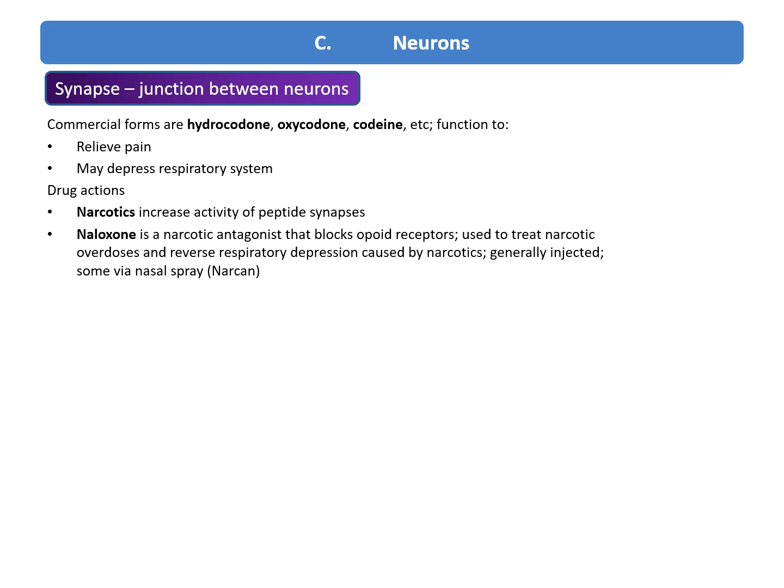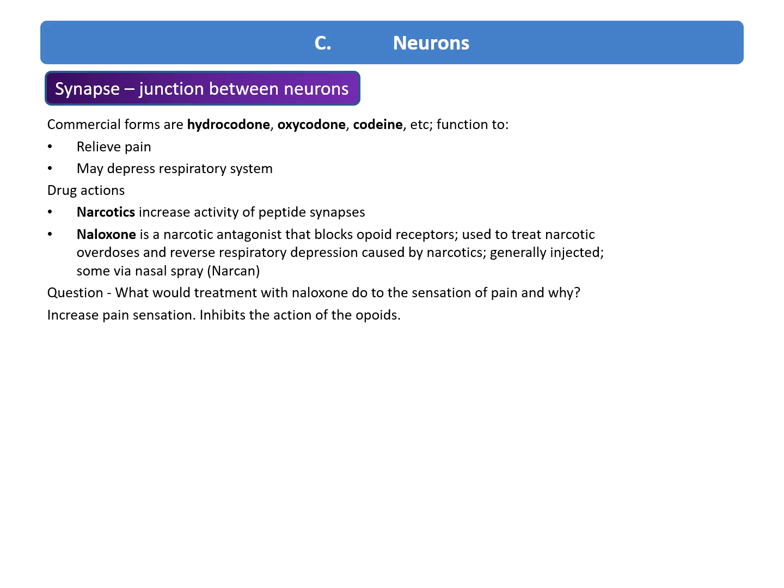Well, after they began to wonder about all of this, it was discovered that in the brain and the central nervous system are naturally occurring opioids, the peptides we're talking about, and it just happens that the drugs that we discussed act on the normal receptors. What would treatment with naloxone do to the sensation of pain, and why? Well, it would tend to increase pain sensation because it inhibits the action of the opioids.